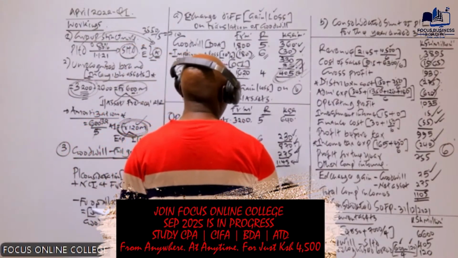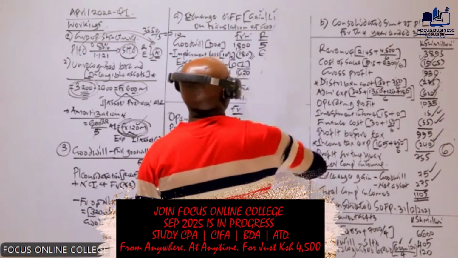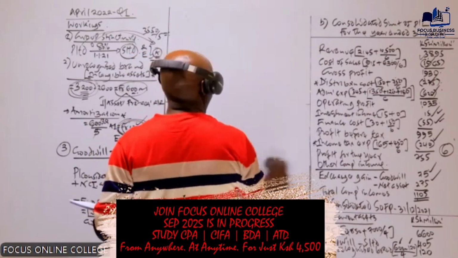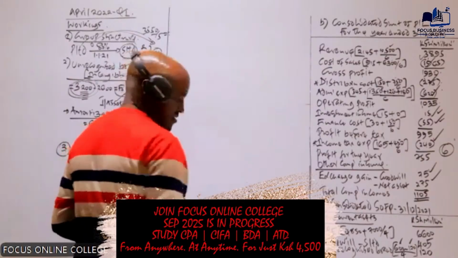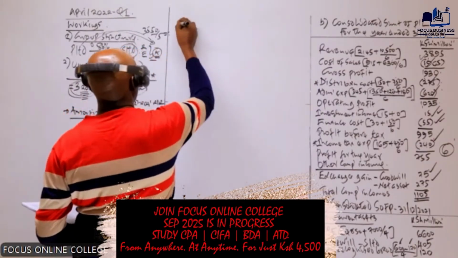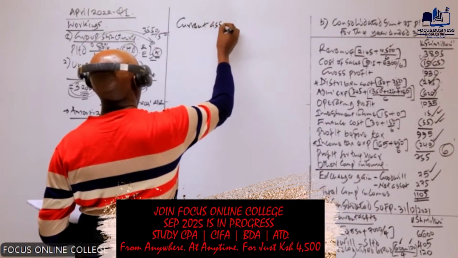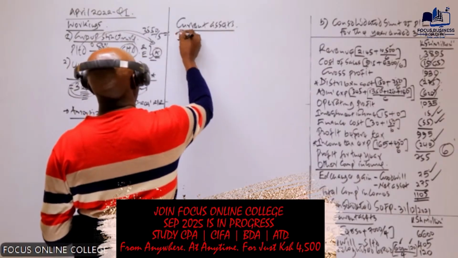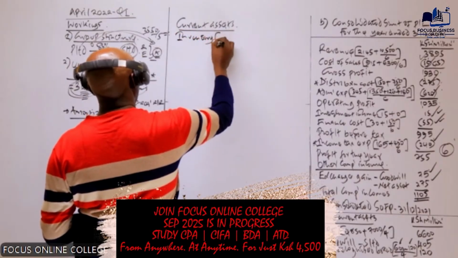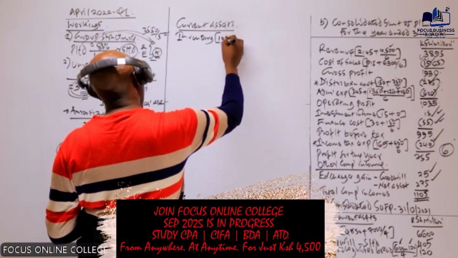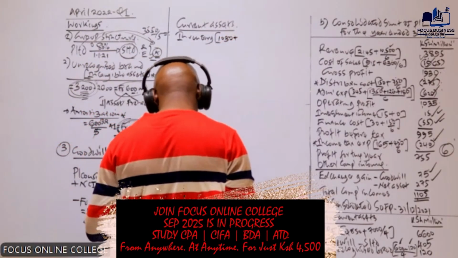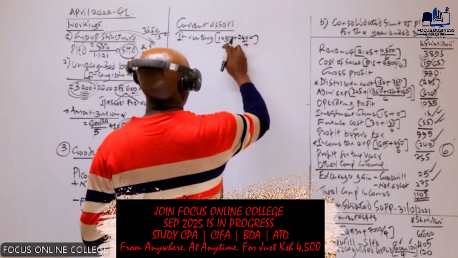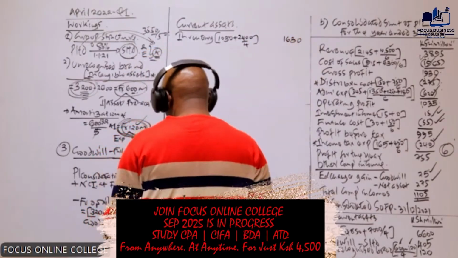Sorry, the current asset, that is. So we record the current asset now. For the current asset, we have inventory. Inventory, we take that of the parent, which is 1030, plus that of S, which is basically 24. We divide this with 4. That will give us 600. That will give us 1630.